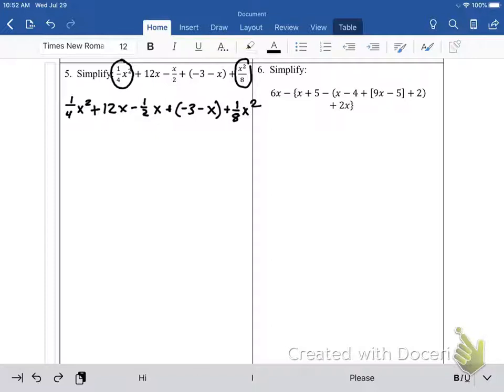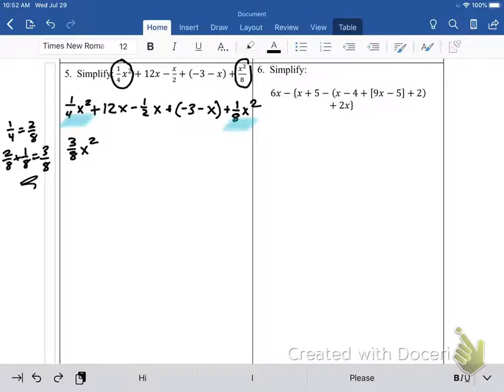Okay, so then where are our x squareds? Well, we've got the 1/4 and the 1/8, and we're going to add those together. And of course they have to have like denominators. So 1/4 is going to be 2/8, and then 2/8 plus 1/8 is 3/8. You only add the numerators. So that's going to be 3/8 x squared. You don't have to do all this side work here. If you can do that in your head, you can just combine and make that 3/8 x squared. Okay, so let's see what's next, the x's.